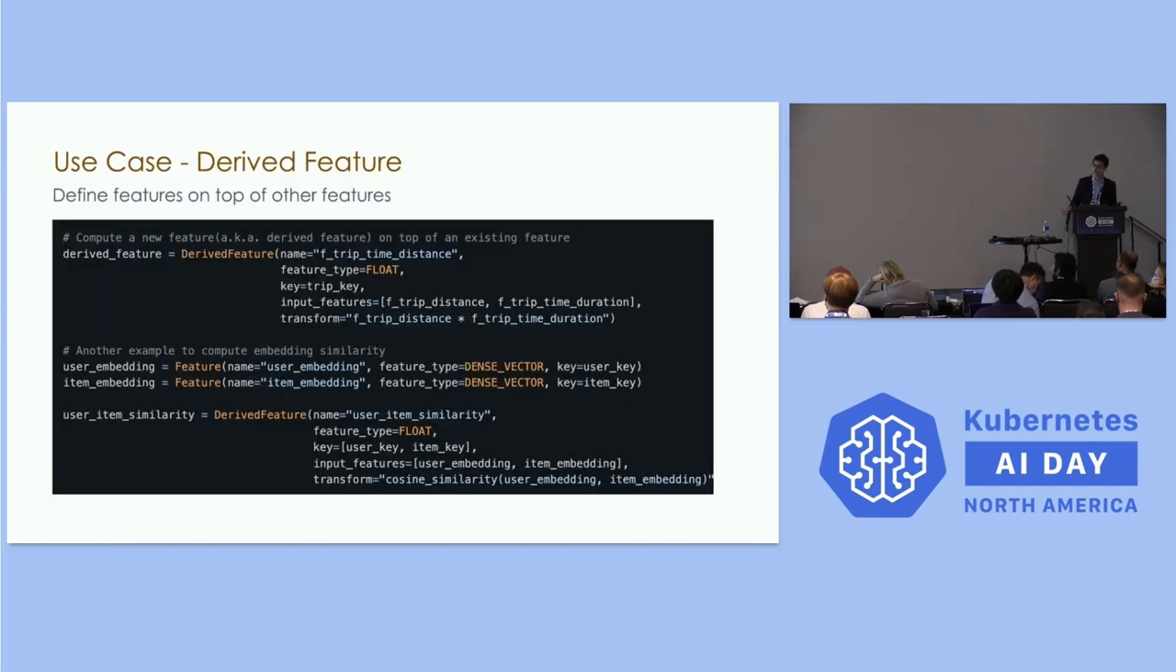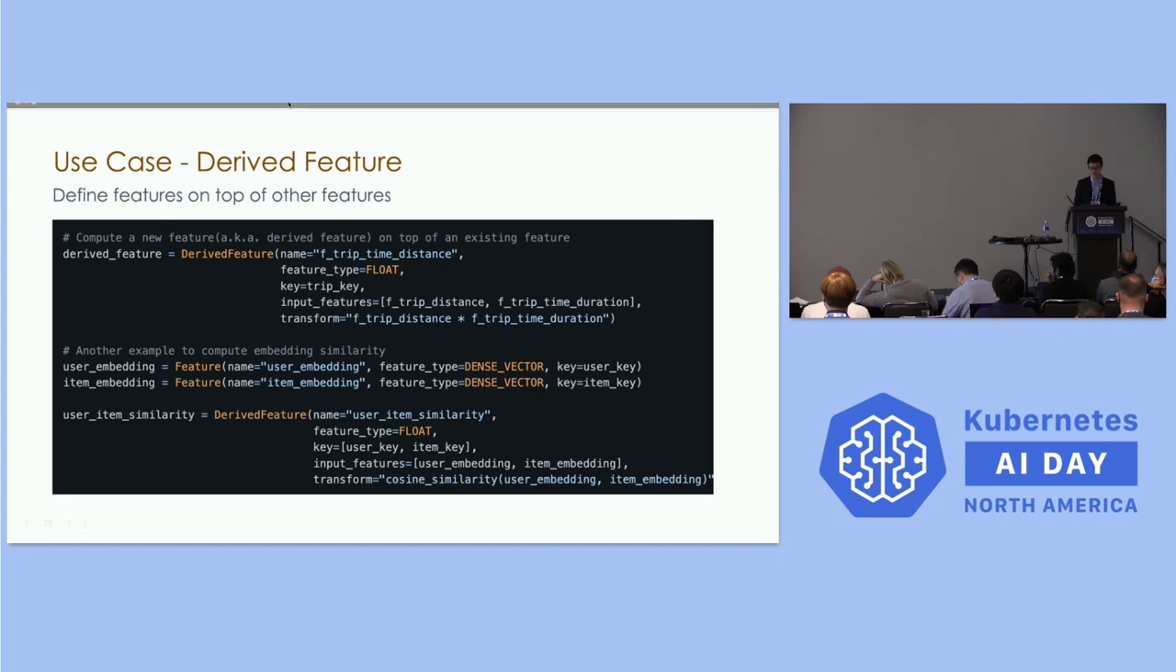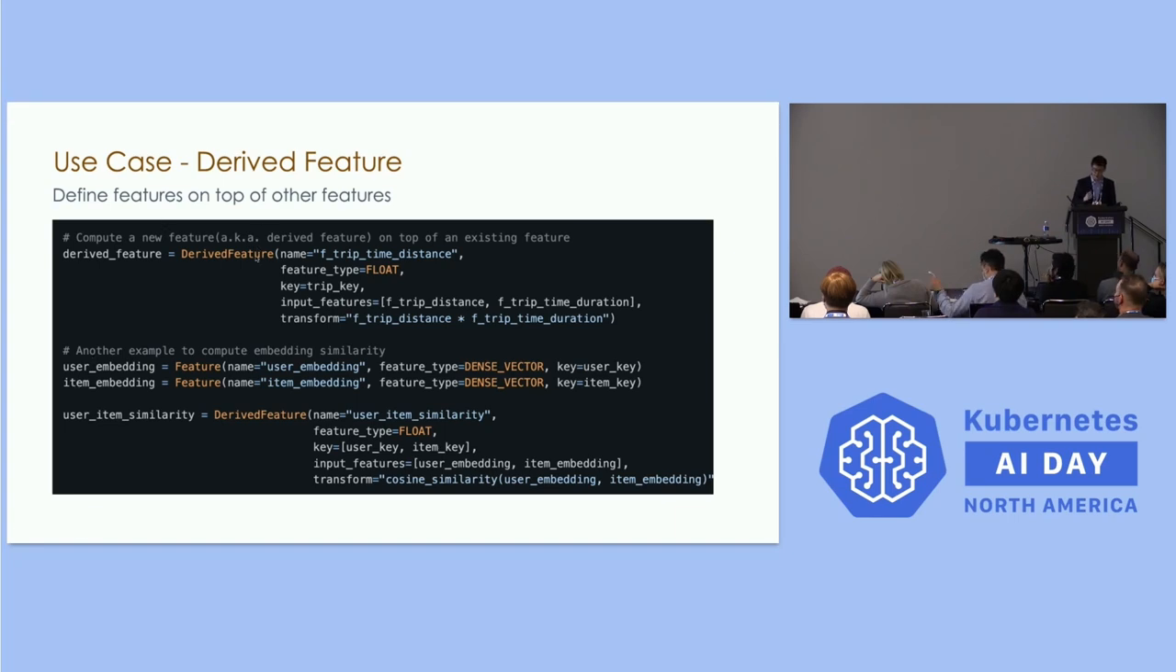So lastly, we also provide a derived feature. Sometimes you want to have the capability to do a feature cross, like one feature multiplied by another feature, or like in this example, you want to compute the embedding cosine similarity between two embeddings. So you can say user embedding and item embedding, and multiply that. You can use our function called cosine similarity to multiply user embedding by item embedding to produce a similarity score.